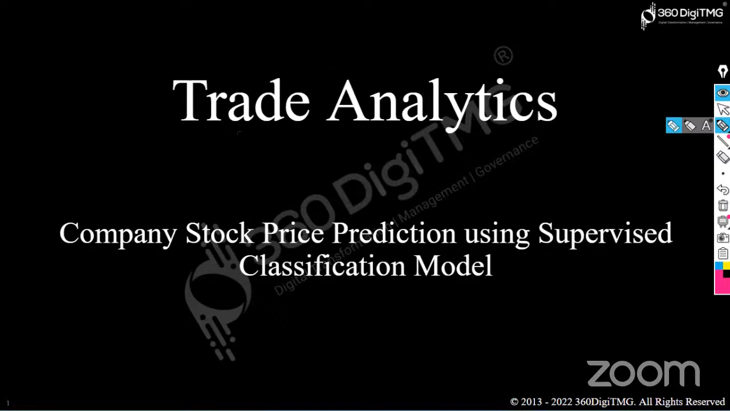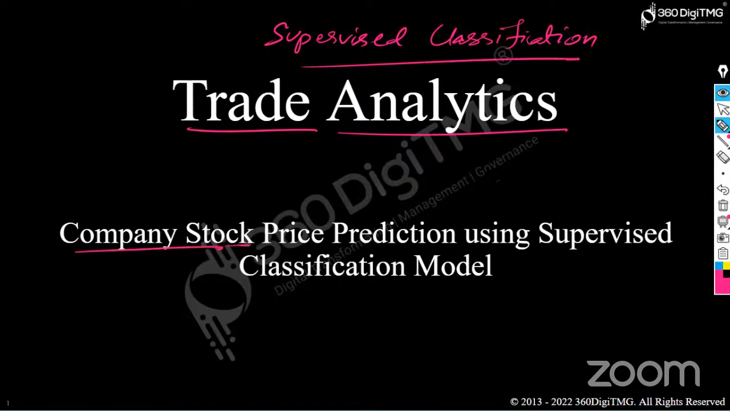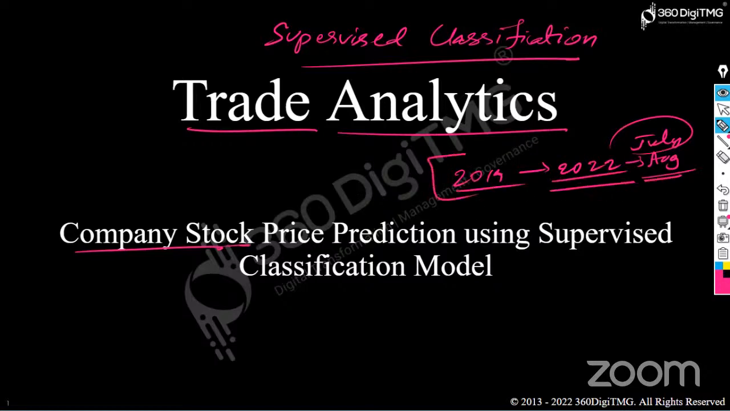So today we'll continue with the trade analytics, and we are going to see one of the supervised classification models. That helps to analyze or predict the company stock, where you'll have data from 2019 to 2022, up to July. So we are just predicting for the next month. We are considering some portion of the data and then dealing with the prediction of that particular company.